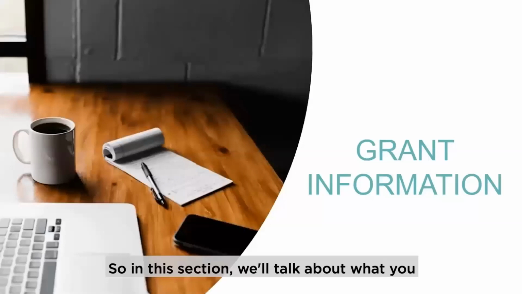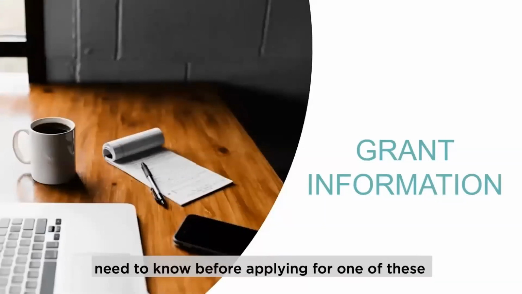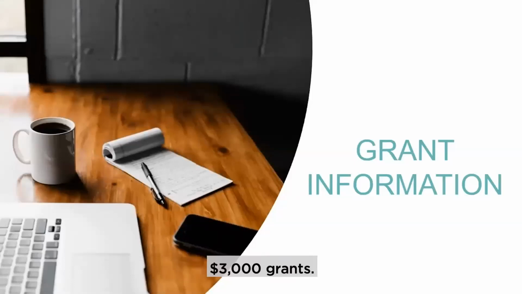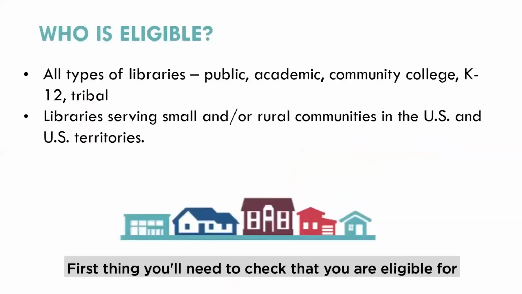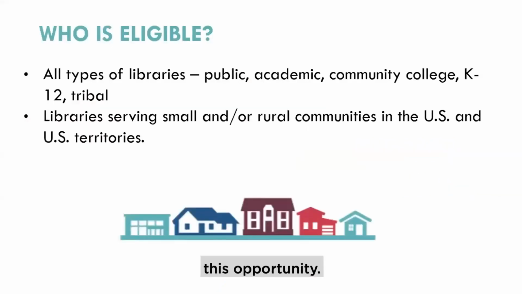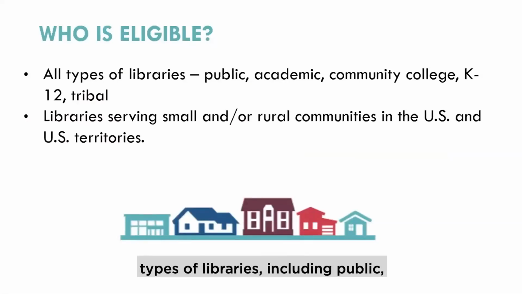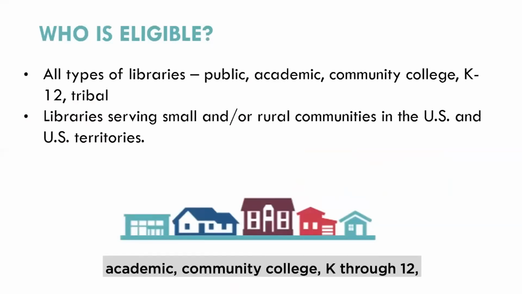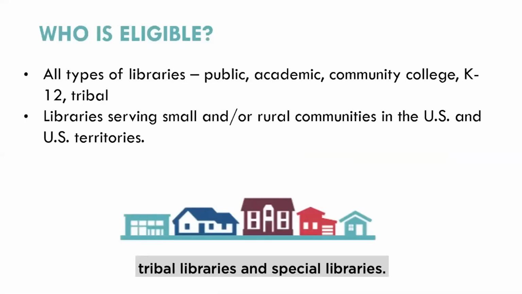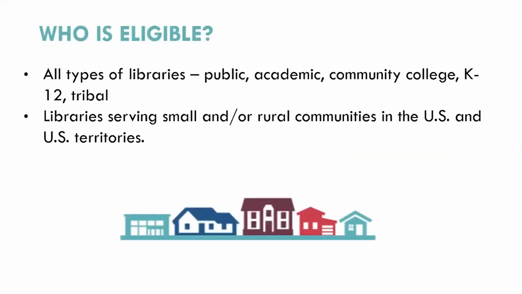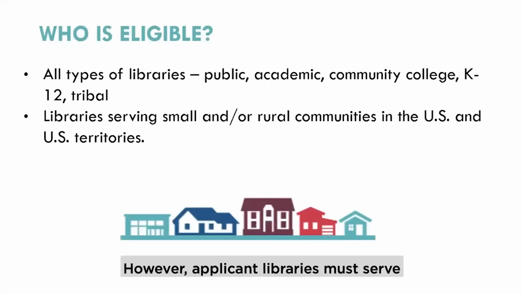So in this section, we'll talk about what you need to know before applying for one of these $3,000 grants. First thing, you'll need to check that you are eligible for this opportunity. The great news is that this grant is open to all types of libraries, including public, academic, community college, K through 12, tribal libraries, and special libraries. However, applicant libraries must serve small and or rural communities in the United States or a United States territory.